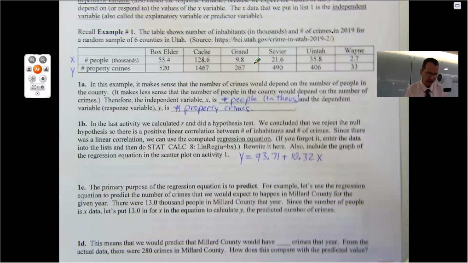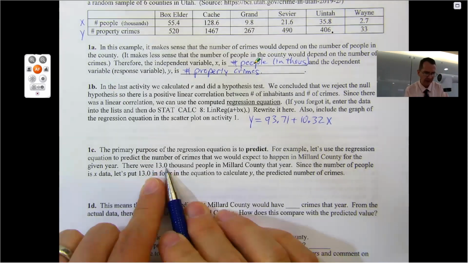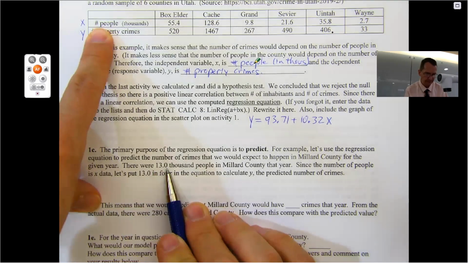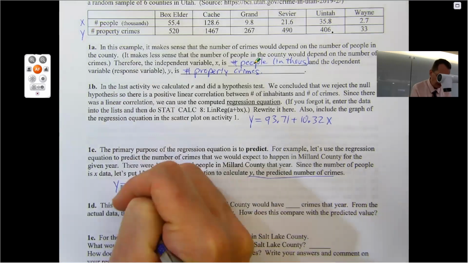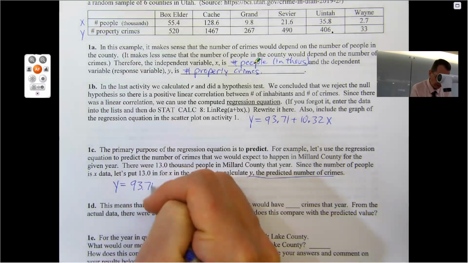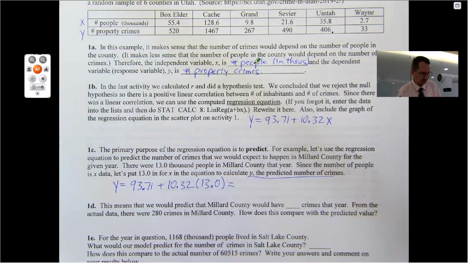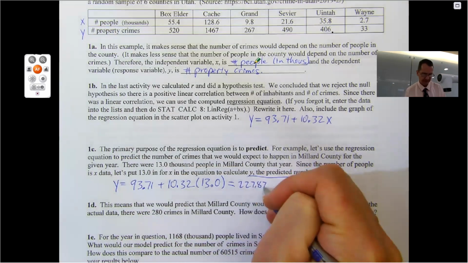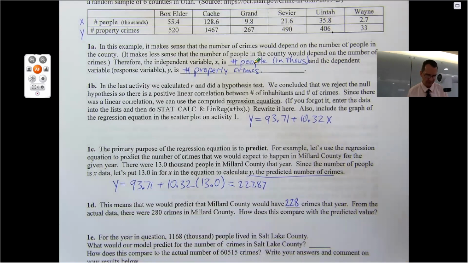So if we look at Millard County, that year had 13.0 thousand people. Notice that I left it in thousands because X was measured in thousands of people. So if we wanted to predict the number of crimes, remember that Y was the number of crimes, we're going to stick 13.0 thousands into the X value of our prediction equation. And let's see what happens when we do that. I get 227.87. So basically, our model would predict 228 property crimes.